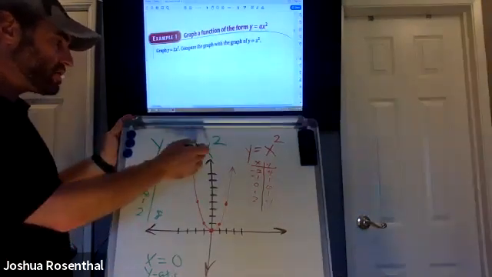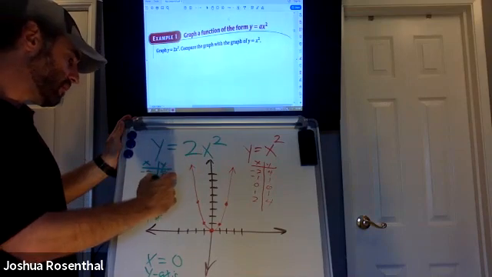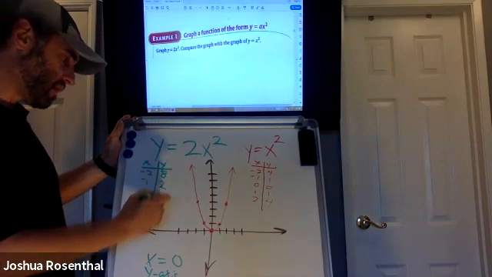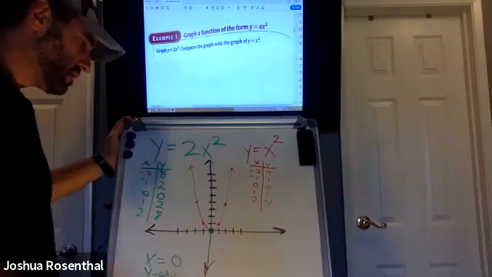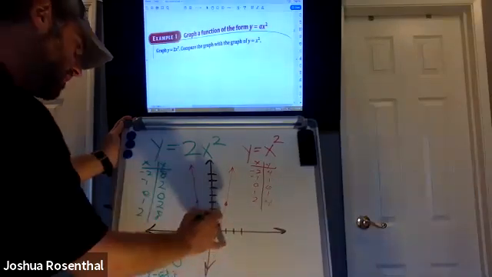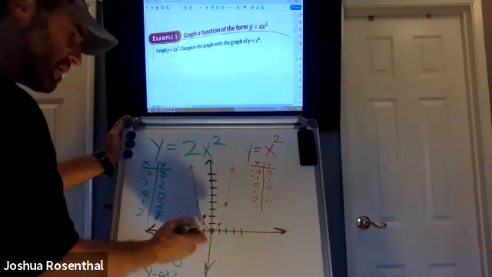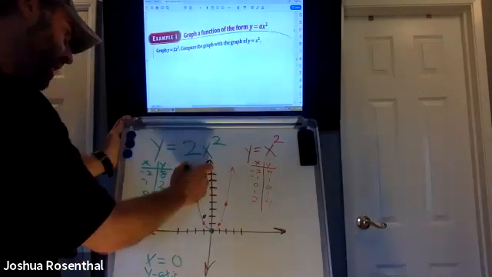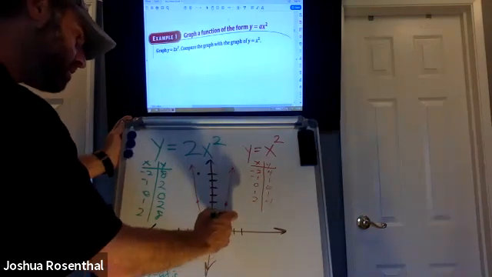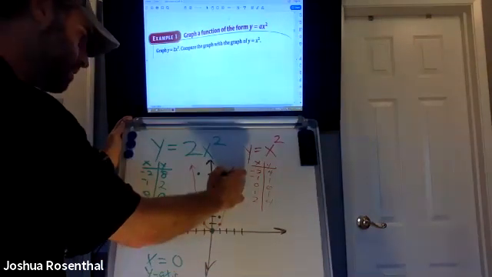Okay, negative 1 squared is 1. 1 times 2 is 2. So this is 2. And 0 is 0. So here we go. 0, 0. Negative 1, 2. Ah, look at that. It made it steeper. Negative 2, 8. 1, 2, 2, 8.